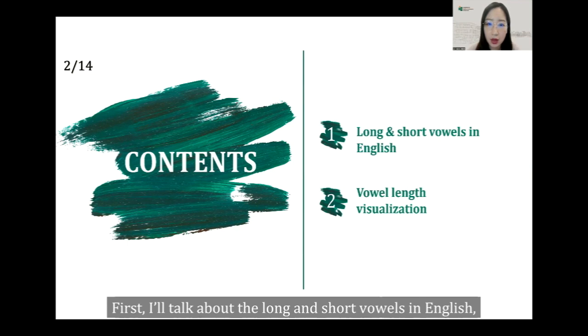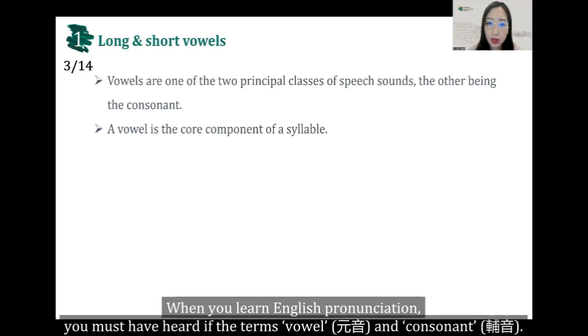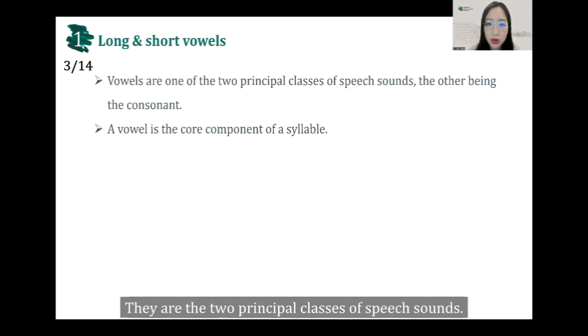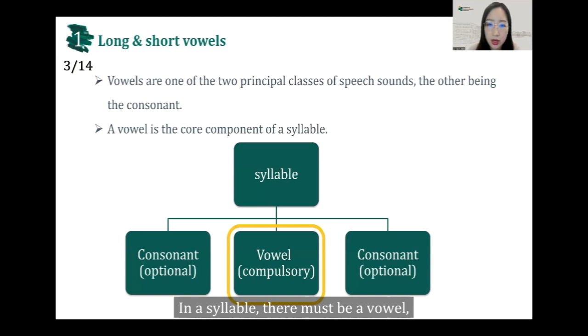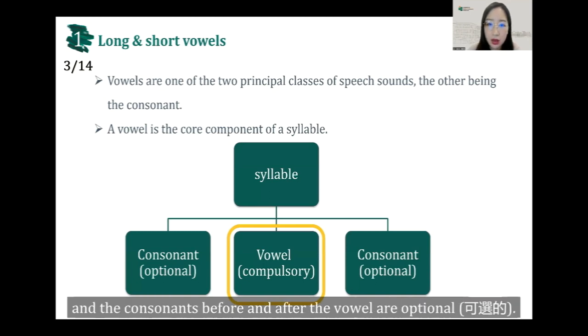First, I'll talk about the long and short vowels in English, and then I'll introduce the way vowel length is visualized. When you learn English pronunciation, you must have heard of the terms vowel and consonant. They are the two principal classes of speech sounds. Together, they form a syllable, and a syllable or more syllables form a word. In a syllable, there must be a vowel, and the consonants before and after the vowel are optional.